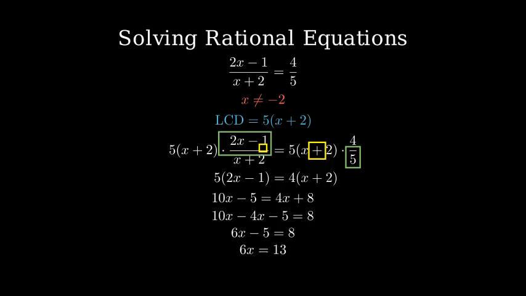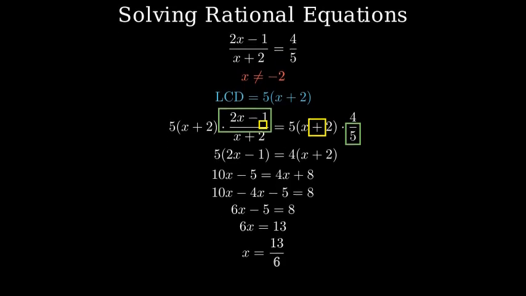Next, add 5 to both sides. This gives us 6x = 13. Finally, divide both sides by 6 to isolate x. This gives us x = 13/6.